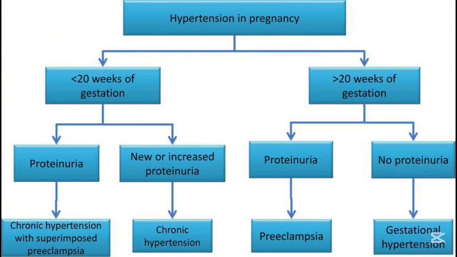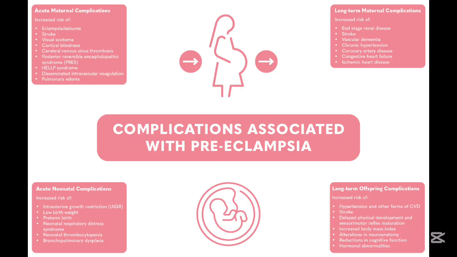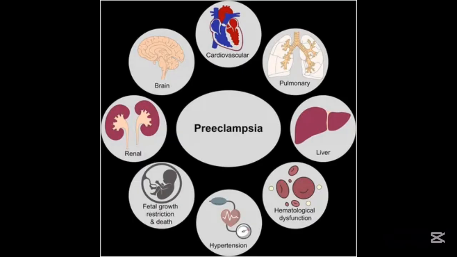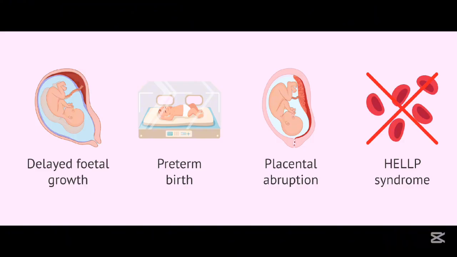So what are the complications? Coming to the maternal side, the complications include eclampsia, where we can have the presence of seizures, HELLP syndrome, where there can be hemolysis, elevated liver enzymes, and low platelets. You can have DIC, stroke, cerebral hemorrhage, pulmonary edema, acute kidney injury, and placental abruption. And on the fetal side, you can have intrauterine growth restriction, like we've already discussed, prematurity, hypoxia, and stillbirth.